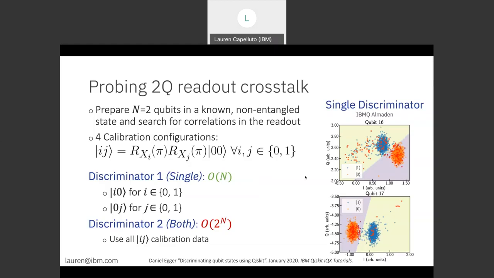It's important to note that the runtime of these 2 discriminators is very different. So if we only need to use a subset of the data for discriminator 1, then we can perform all of our readout calibrations in linear time with respect to the number of qubits. But if there's significant crosstalk, we would need an exponential number of calibrations to accurately calibrate the device.